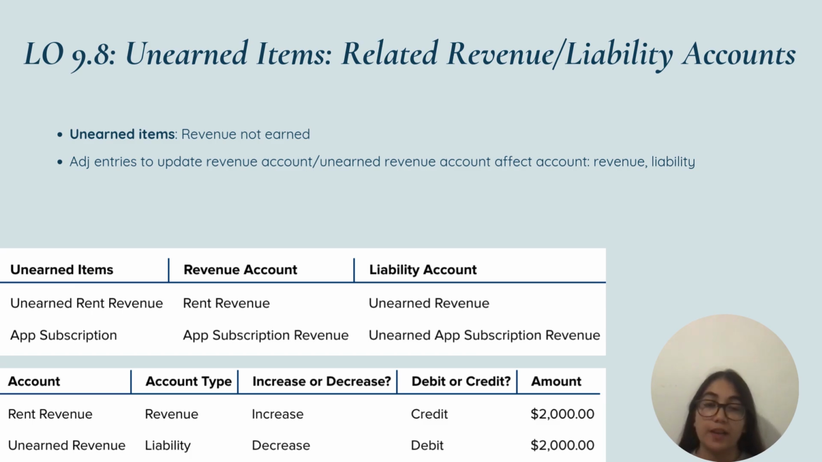The following is an example of an adjusting entry. Rent revenue, a revenue account, would increase our credits by $2,000, and unearned revenue, a liability account, would decrease our debit by the same amount of $2,000.